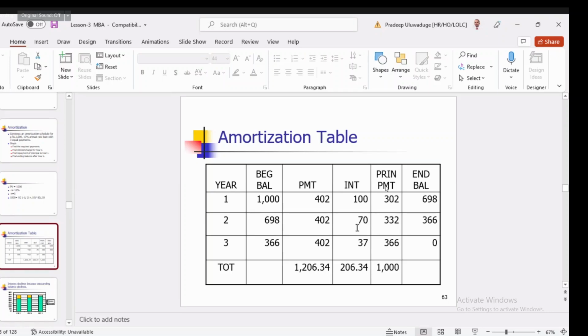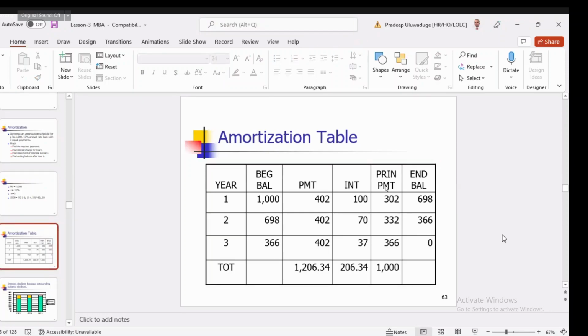So the second year interest will be 70 rupees, but the installment that we pay in the second year is also 402. 402 minus 70 is the amount that we pay in terms of the principal. So 332 is the payment of principal out of 698. So the balance is 366 at the end of the second year.